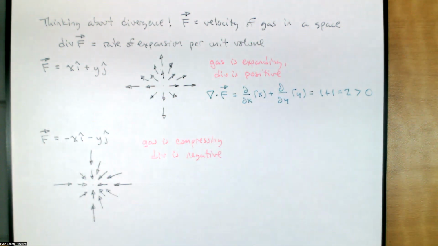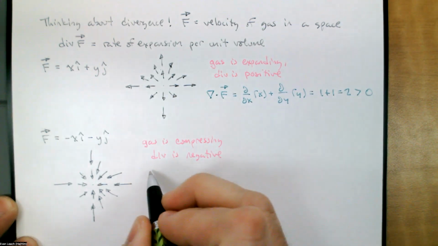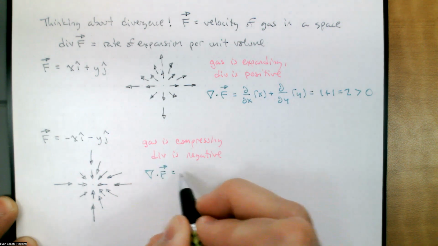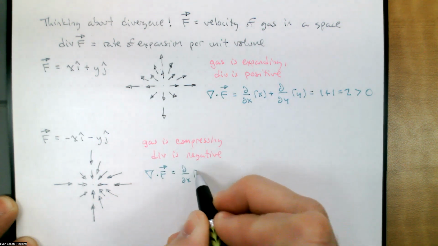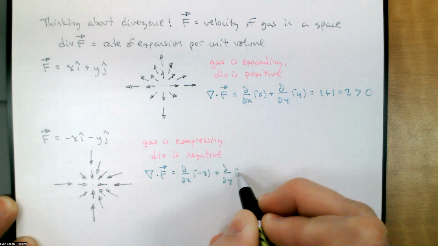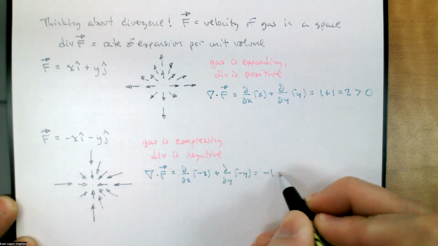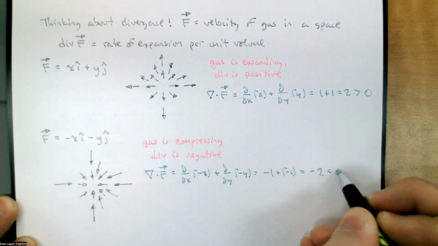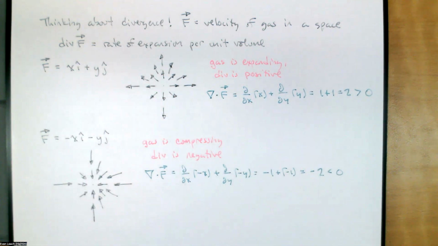This is just based on our intuition of what we think is supposed to happen, and then our calculation will confirm this. So let's do a calculation. We're just going to take this and multiply by -1. So what is the partial with respect to x of -x and the partial with respect to y of -y? -1 and -1 is -2, which is less than 0. That indicates negative expansion, which is compression.